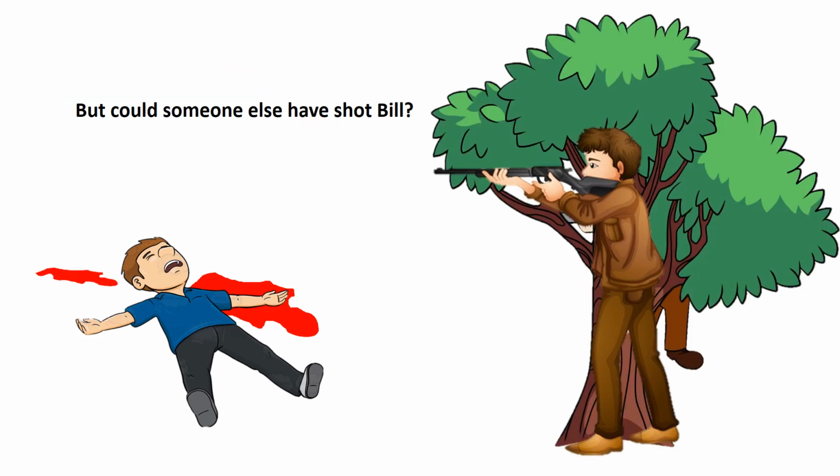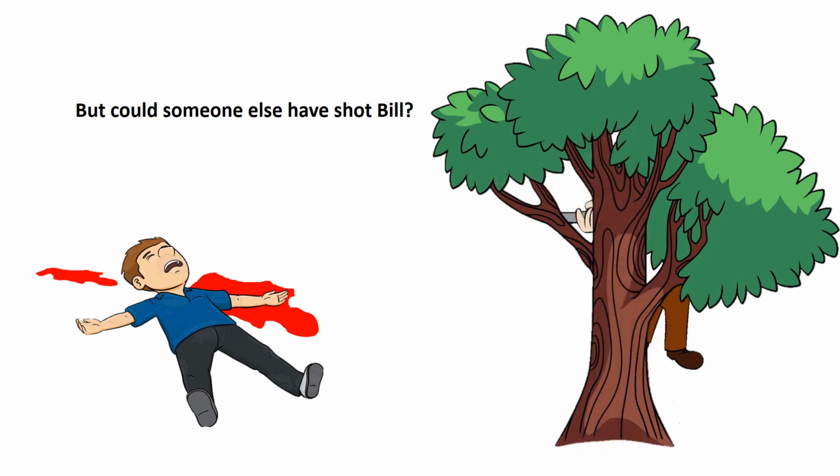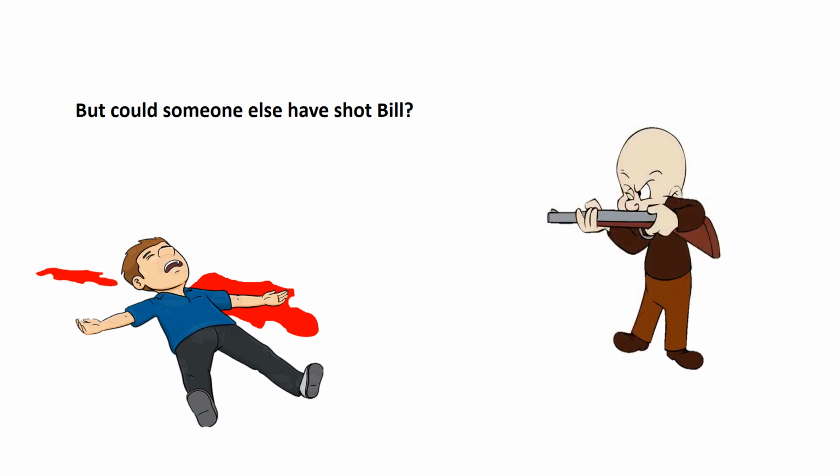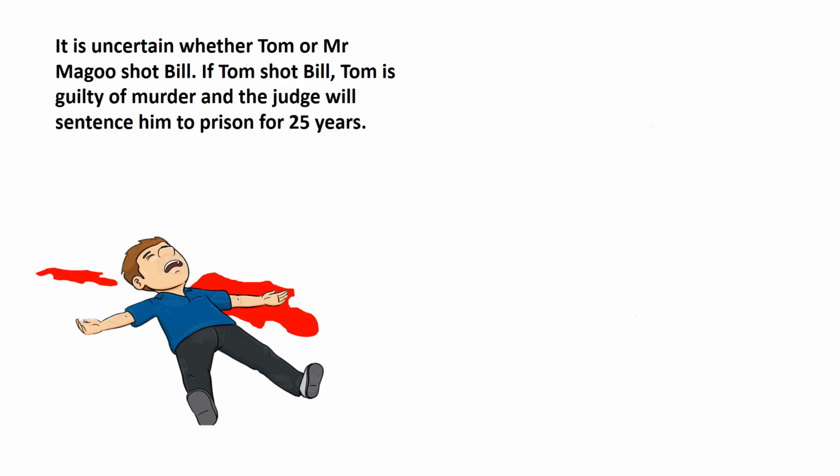Now, some of you, again, may have concluded that Tom did in fact murder Bill. But did you consider the possibility that someone else might have shot Bill? Perhaps hiding behind the tree was Mr. Magoo, and it was he who fired the bullet that shot Bill in the heart and killed him. Now, we can't be certain whether Tom or Mr. Magoo shot Bill.